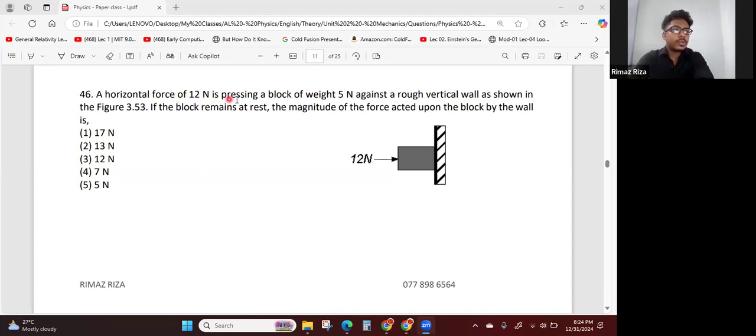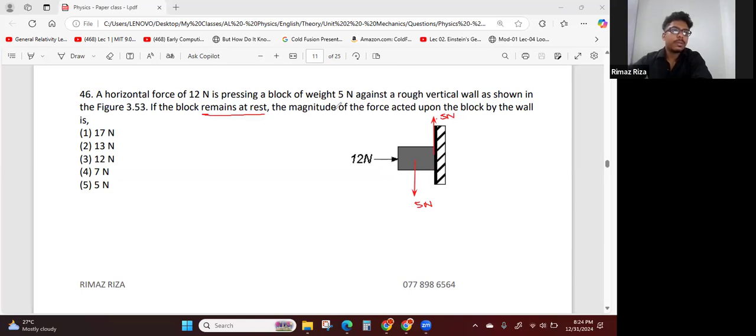Okay, a horizontal force of 12 Newton is pressing a block of weight 5 Newton against a rough vertical wall as shown in the figure. If the block remains at rest, the magnitude of the force acted upon by the wall is? So here the weight acts vertically downward, 5 Newton. And if it's in equilibrium, there must be an equal and opposite vertical force. That is actually the friction. So the friction acting on this is 5 Newton.